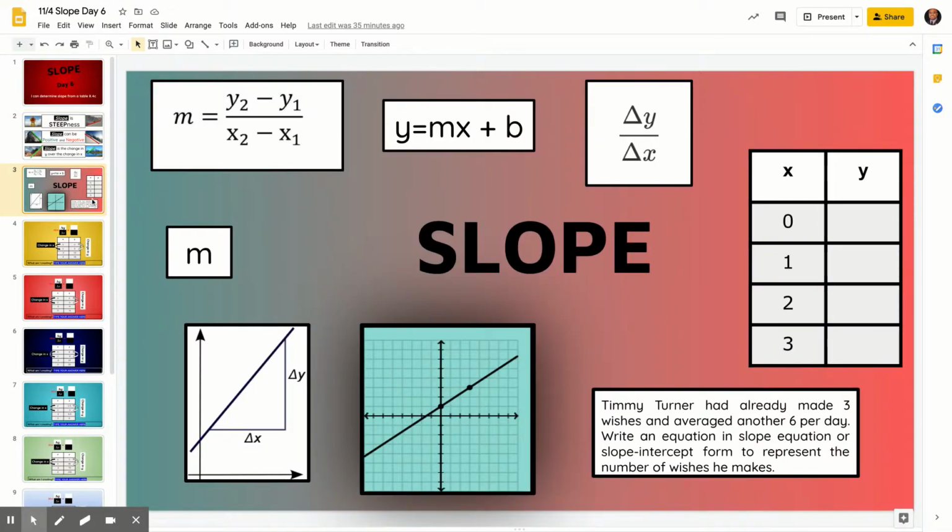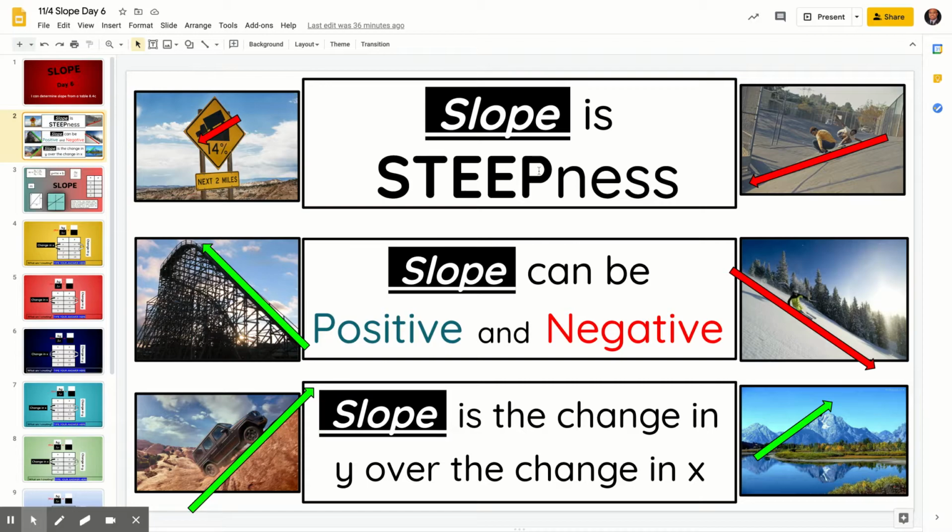Now, this next slide will show you all the ways that you'll see slope. It might look like an equation or a formula, these top three. It could look like a table. It could look like a word problem. It could look like a graph. It could just look like a variable or letter. All of these ways can be used to represent slope. But no matter which way it's used, it's still just steepness. It's still just positive or negative. It's still just the change in y over the change in x. And so for today, we're going to practice slope from a table.